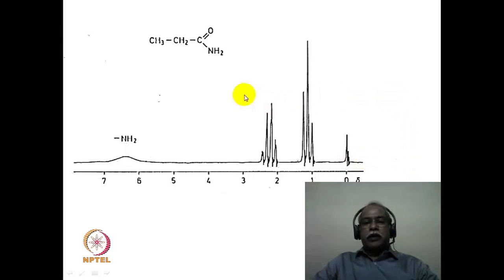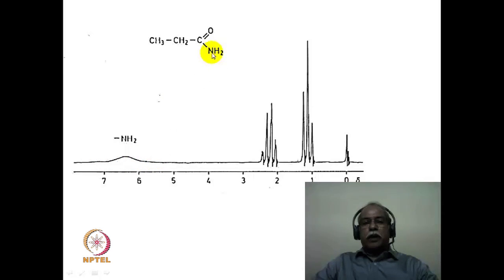This is a spectrum of propanamide. The purpose of showing the spectrum of propanamide is to illustrate that hydrogens which are NH2 and OH would appear normally as broad peaks in the NMR spectrum because of their exchangeable nature. The chemical environment of the exchangeable hydrogen is uncertain. So as a result, there is some uncertainty associated with the chemical shift value of this hydrogen. That is why they appear as a broad signal here.